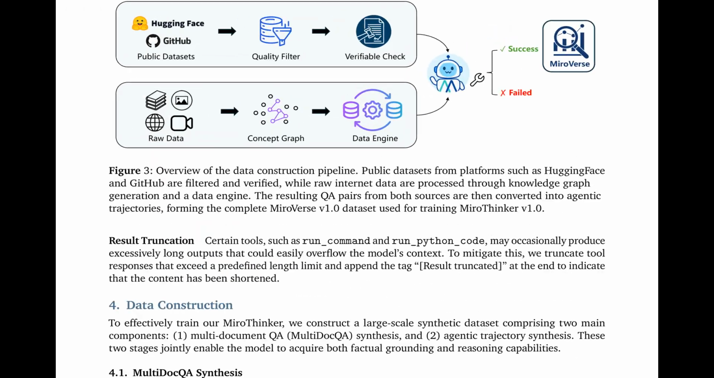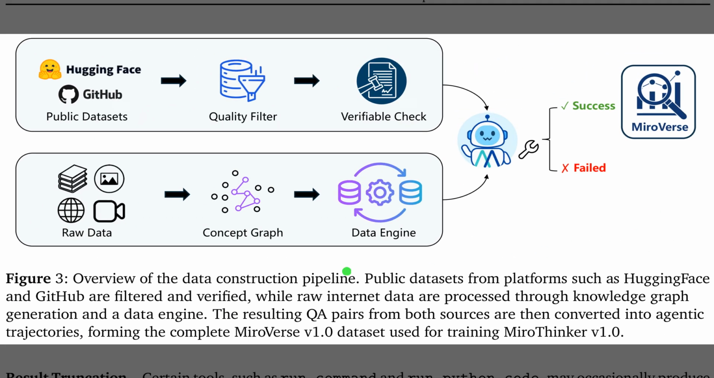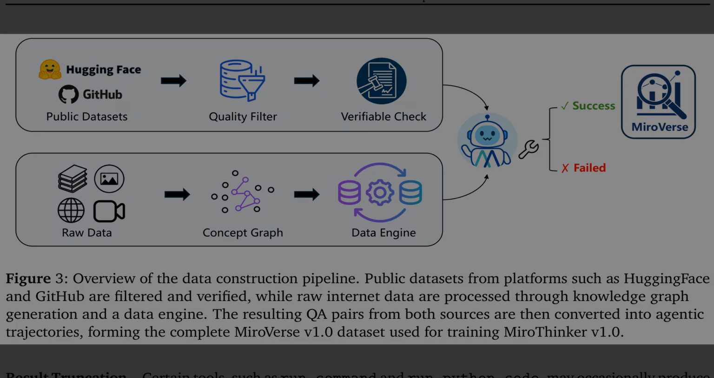Figure 3 shows how the team actually builds the data that teaches the research agent to reason with tools. This figure illustrates two pipelines, both feeding into the same robot agent, which then supplies data to a final evaluation pool called MiroVerse. The top row starts from curated public datasets, passes them through a quality filter and a verifiable check, and only then accepts successful items. The bottom row starts from messy raw internet data, turns it into a concept graph, which is a network of related ideas and entities, and then refines it with a data engine before the same accept or reject step.